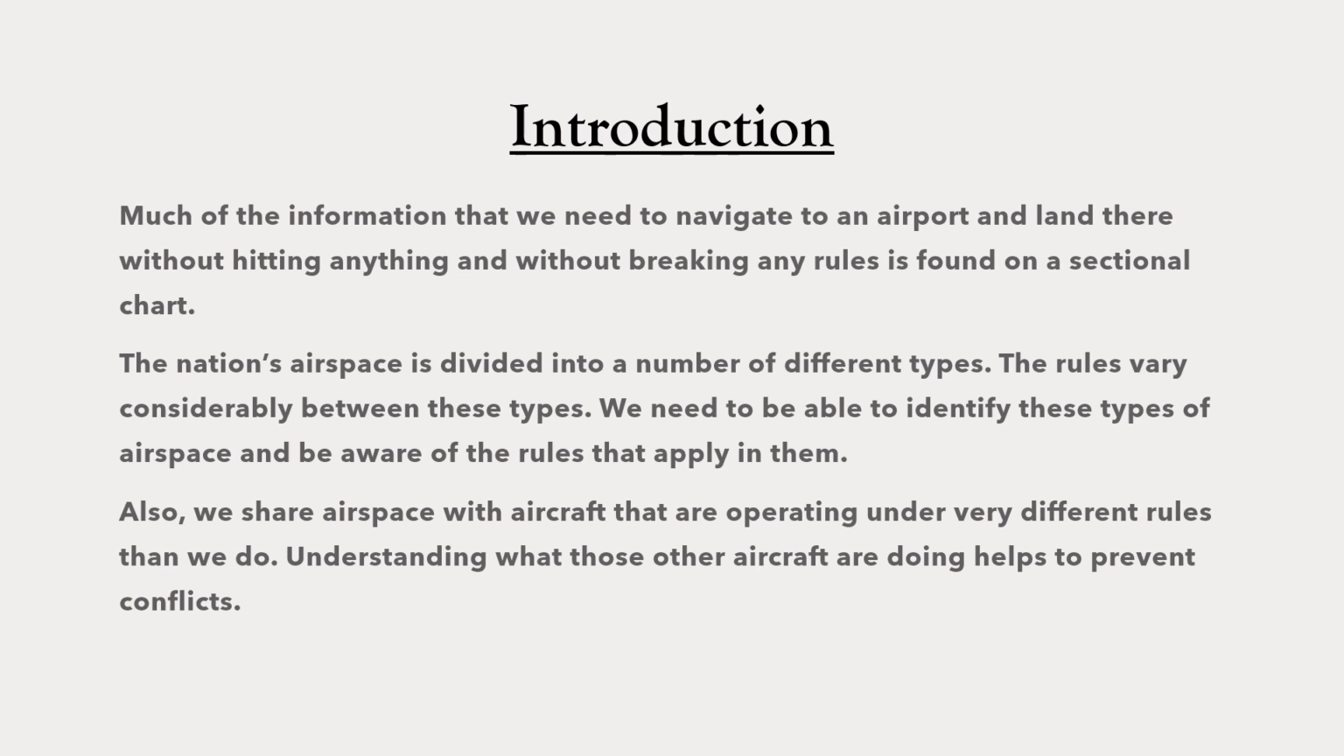So we're going to look at aeronautical charts and how to read them. We're also going to talk about the National Airspace System and the different types of airspace that it's divided into, and the different rules that apply in these different types of airspace. And we're going to learn about some of the different rules that other types of aircraft are operating under that are using that same airspace with us.